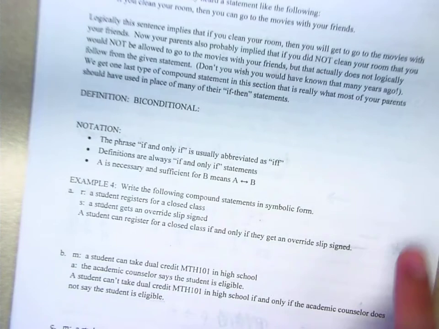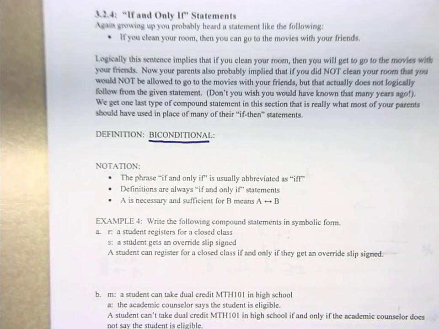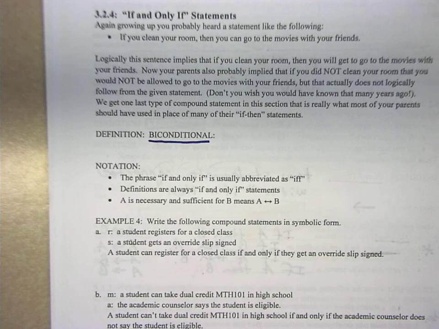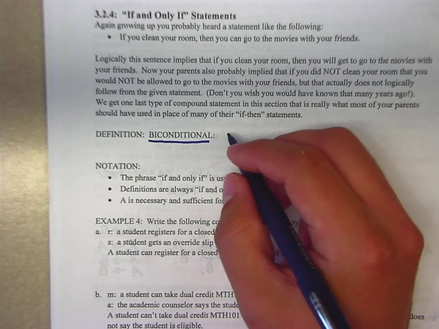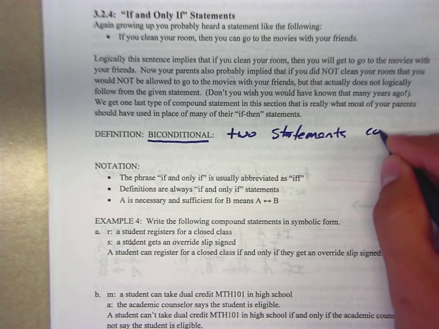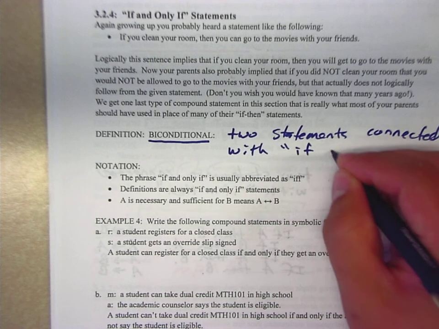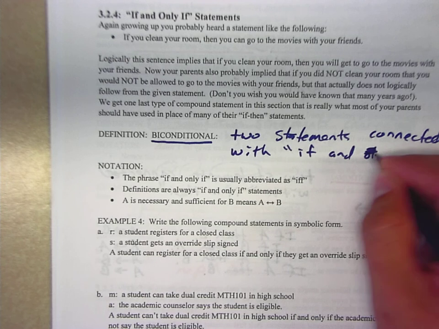Alrighty, next we have what we call the biconditional. This one we'll talk about how we speak, and why it's actually kind of incorrect. Anyway, here's the definition: two statements connected with the words "if and only if."